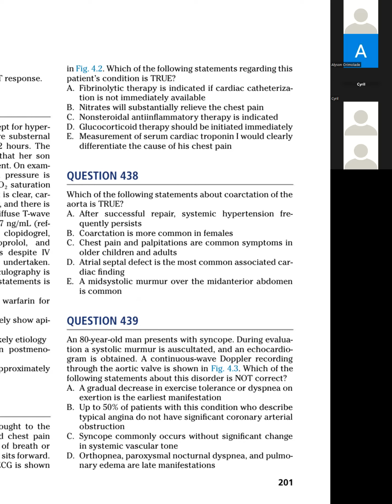Well, what I know very clearly in this option is that after successful repair, systemic hypertension frequently persists. I know that one for sure. The other associations, I think any other person can help with this, please. Thank you very much.